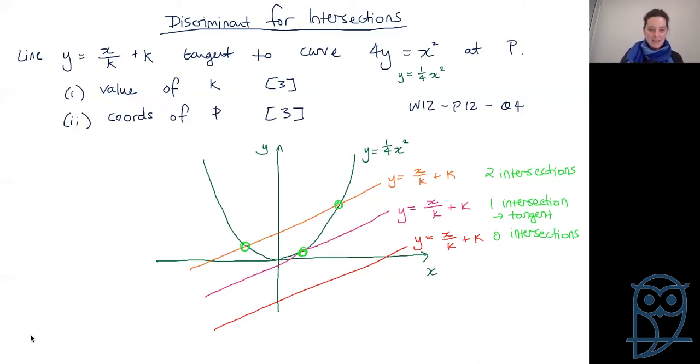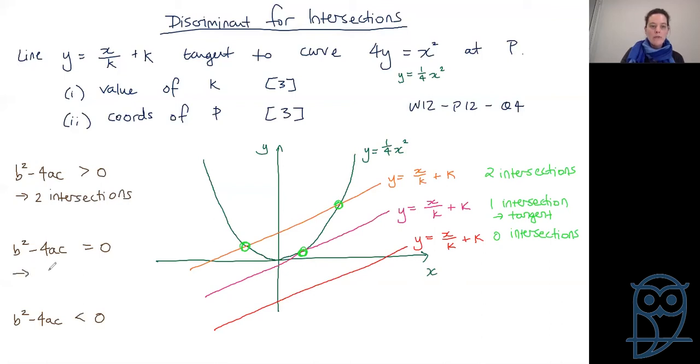So if we have b squared minus 4ac greater than 0, b squared minus 4ac equals 0, or b squared minus 4ac less than 0, we would have two intersections, one repeated intersection, which I just mentioned is your tangent, or we could have no intersections.